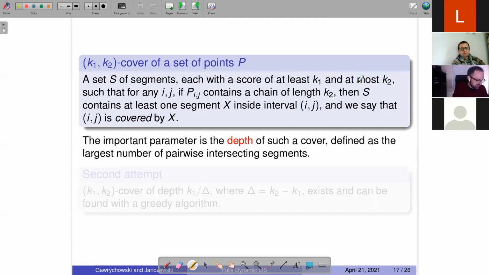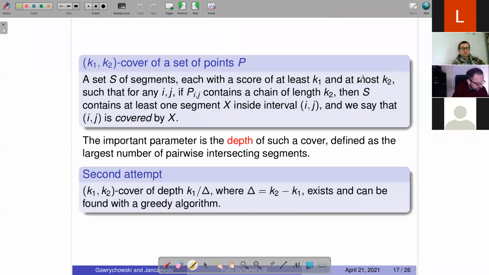And then the important parameter of such covers is the depth. The depth is just the largest number of pairwise intersecting segments. Each segment is a range, so it's the clique in this interval graph. And this parameter is relevant intuitively because when you delete an element, you only need to update segments that contain this element. So if you bound the number of pairwise intersecting segments, you'll be able to bound how many segments you need to possibly recompute.